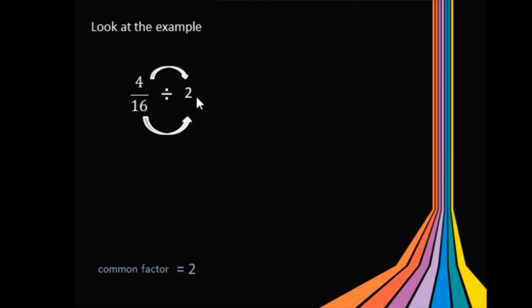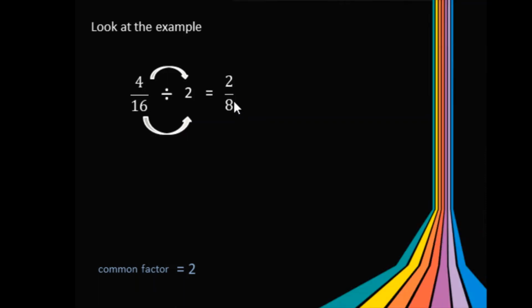4 divided by 2, 16 divided by 2. How much? It's equal to, okay, good job. It's 2/8. Very good. Is 2/8 in its lowest term already? No, it's not. Very good. Then what are we going to do?